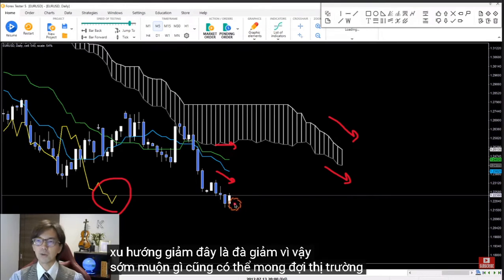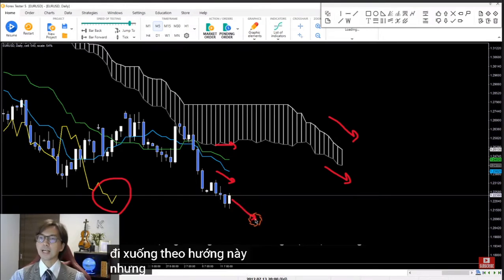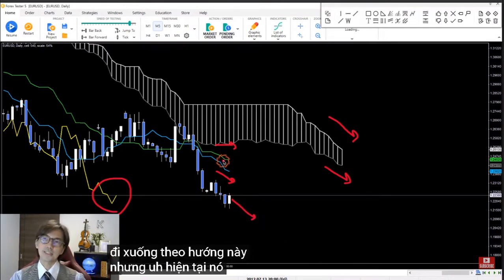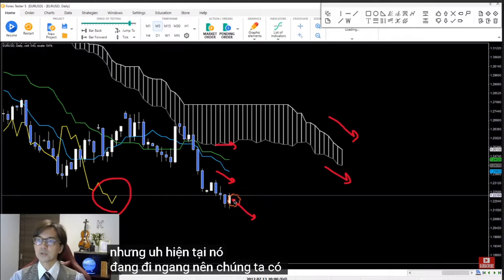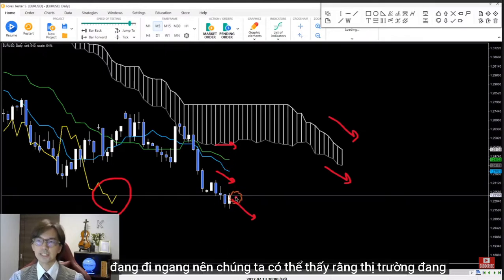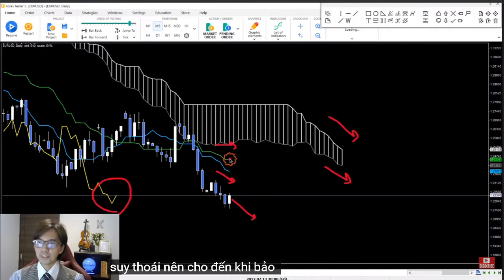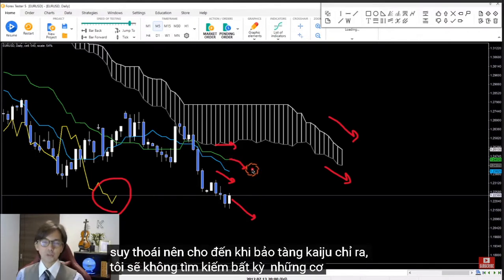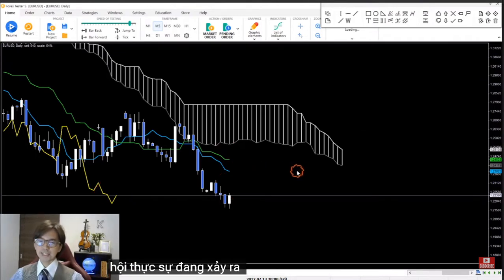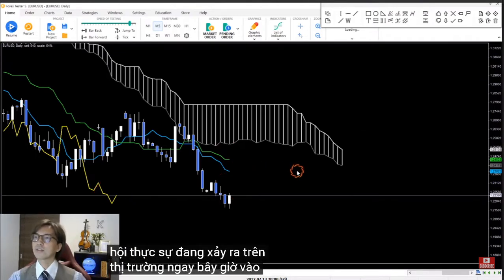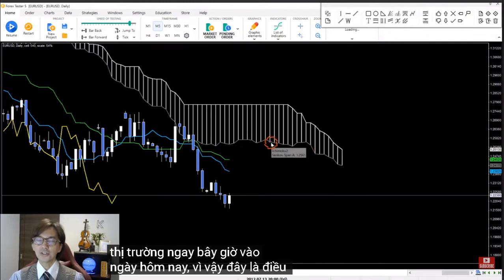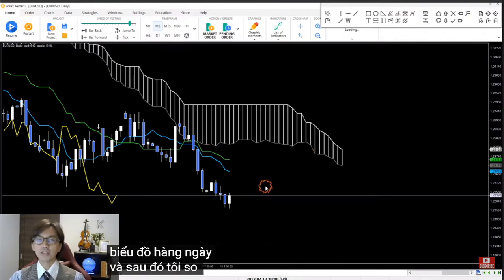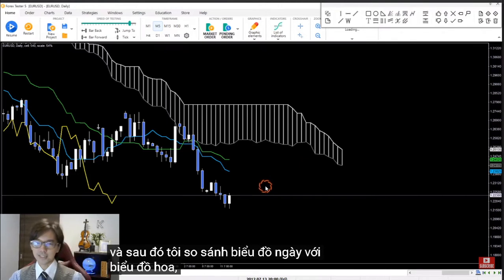Sooner or later I expect the market to go down this way, but right now it's flat. Kijun-sen is flat, so we can see that the market is retracing. So until Kijun-sen points down, I won't look for any opportunities, which is actually what is happening in the markets right now today. So this is the condition on the daily chart, and then I compare it with the 4-hour chart.